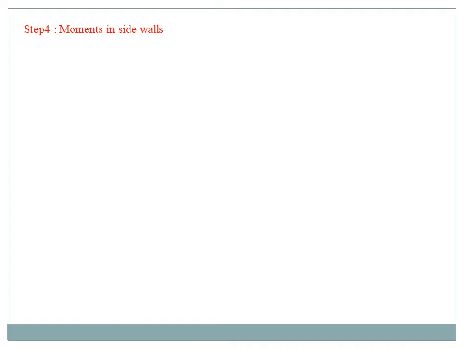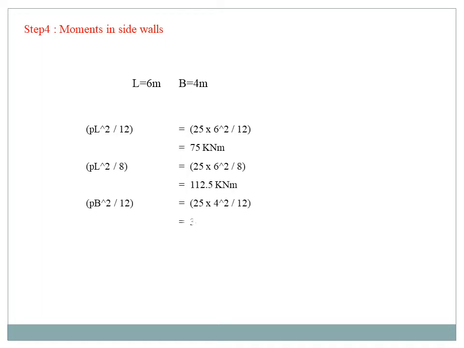So step number 4, moment in side walls. We need to find out the moments in our side walls. We have 4 sides. L is equal to 6 meter and B is equal to 4 meter. So p L square divided by 12. For 6 meters there are 2 sides and for 4 meters there are 2 sides. So we need to find out the separate bending moments.